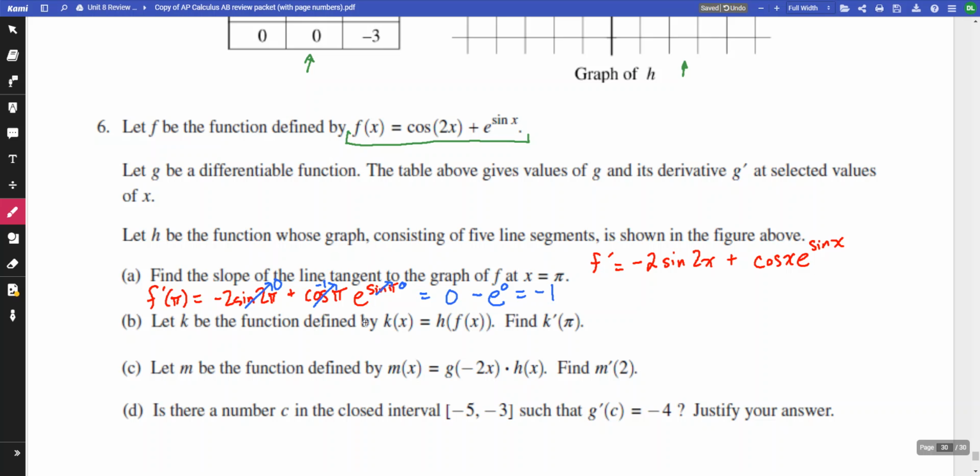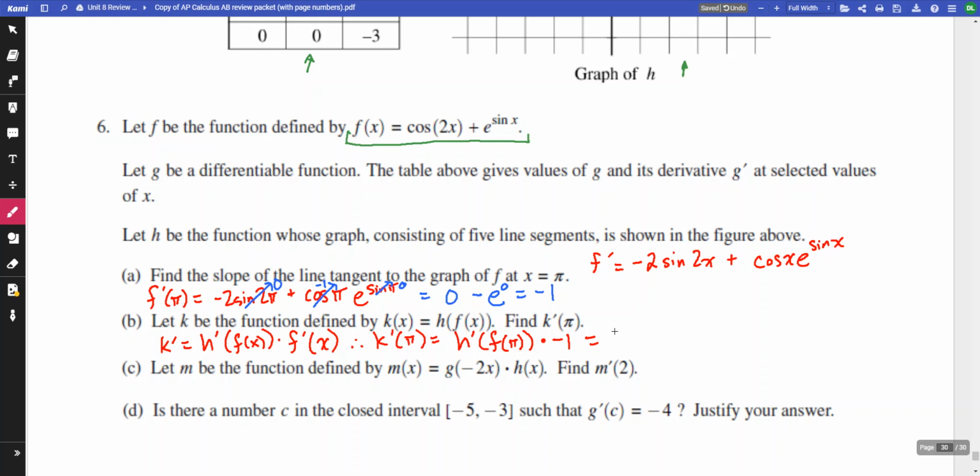Okay. Continuing, let k be the function defined. Find k prime. So it looks like we're going to be using the chain rule here. So k prime is going to be the derivative of the outside, keep the inside, times the derivative of the inside. So that means that k prime of pi is going to be h prime of f of pi times negative 1, because we found that negative 1 was the value.